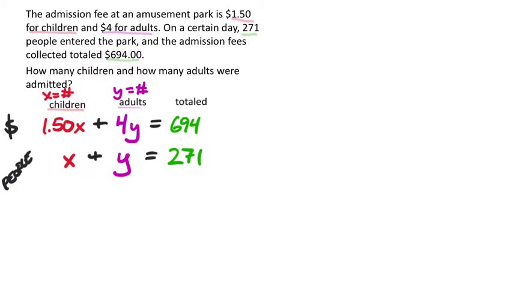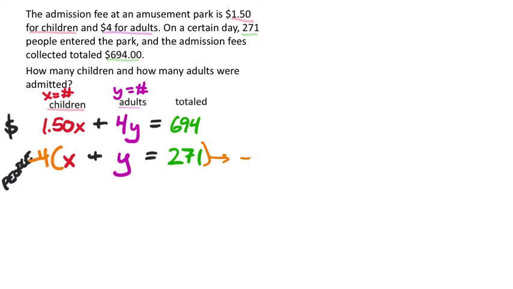So to solve this one, I'm going to choose to eliminate the y's, specifically because making this coefficient a 4 is going to be a lot easier than making this one a 1.5. Now, not only do I need that coefficient of y to be a 4, I need it to be a negative 4. So I'm going to have to multiply all the values by negative 4.